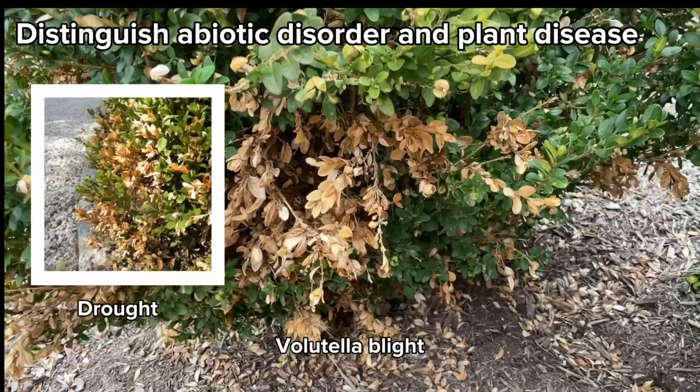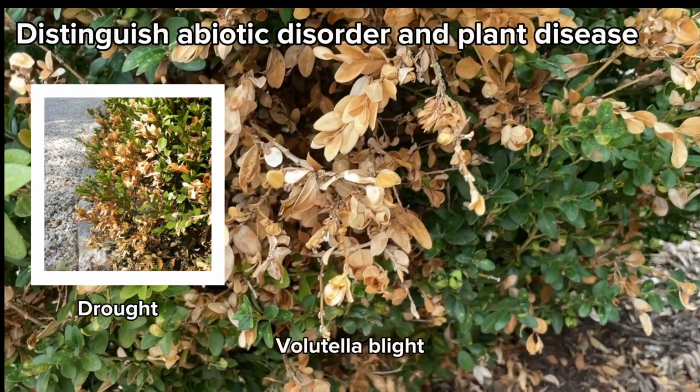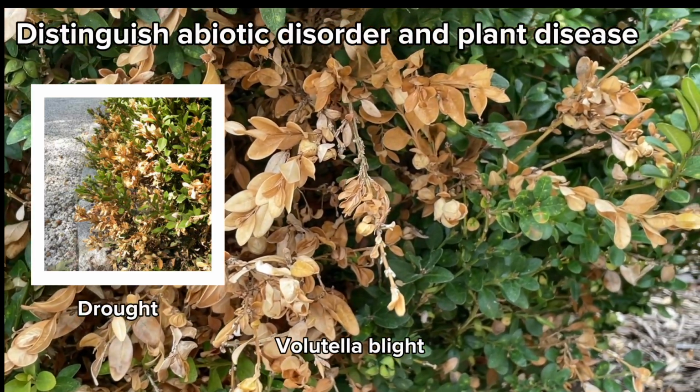Abiotic disorders such as nutrient deficiency, phytotoxicity, and herbicide drift can be mistaken for a disease caused by a pathogen.